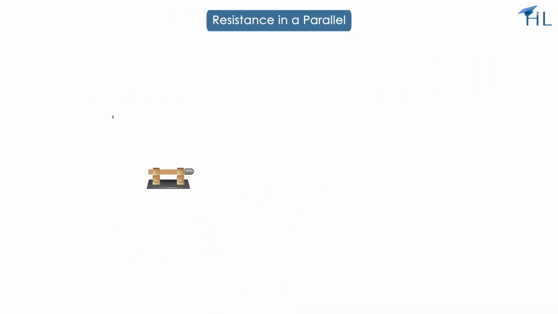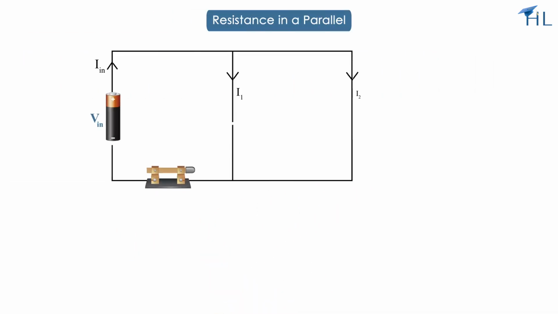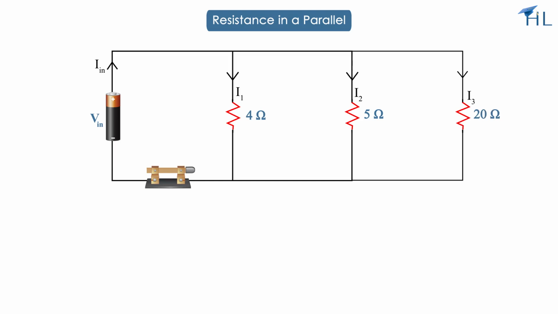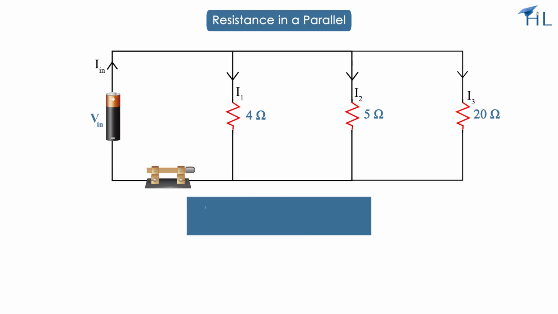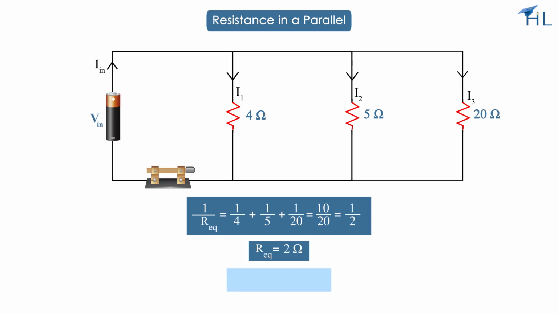For example, if we have resistors of 4 ohms, 5 ohms and 20 ohms in parallel, then 1 by R will be equal to 1 by 4 plus 1 by 5 plus 1 by 20, which is 10 by 20. Thus, the total resistance will be 2 ohms. As we can see, the total resistance in parallel is less than the smallest individual resistance.